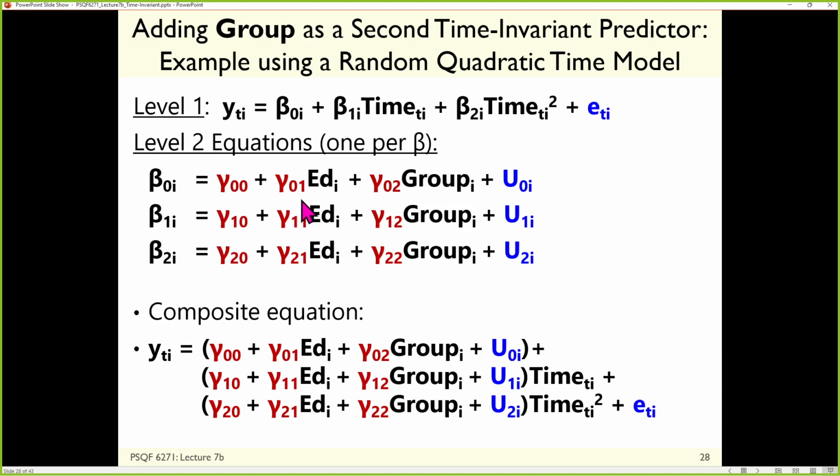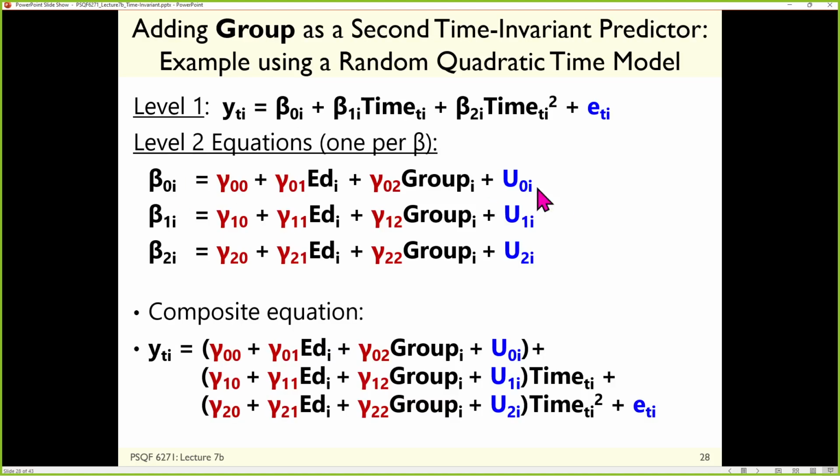And as we had discussed last time, the pattern of the subscripts then, it's gamma 01 and gamma 02 in this first line here. The 0 is because we're predicting beta 0. The 1 is because education is the first predictor of beta 0 in the level 2 model. Group is the second predictor of beta 0, and so on. So we'd be up to 11, 12, 21, 22 in this type of combination here.